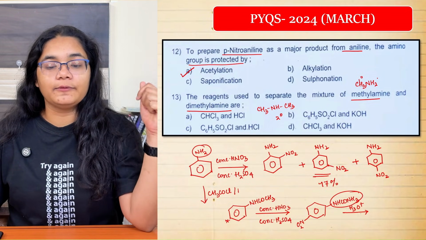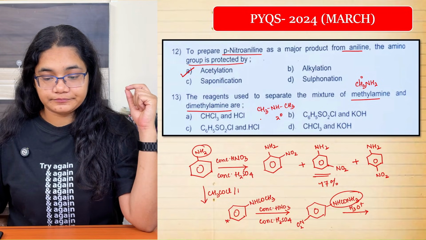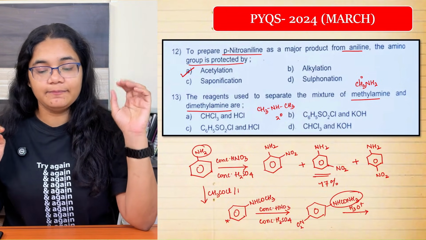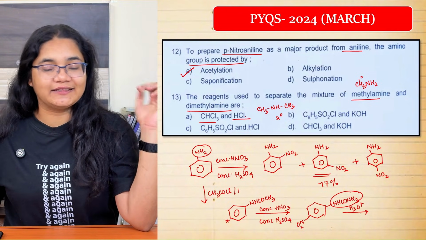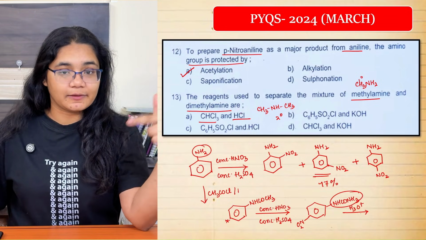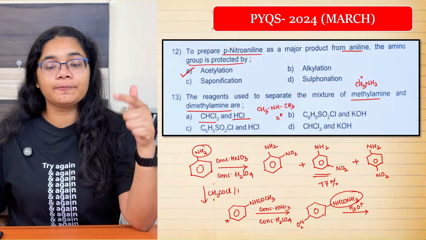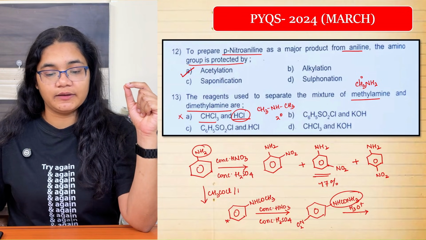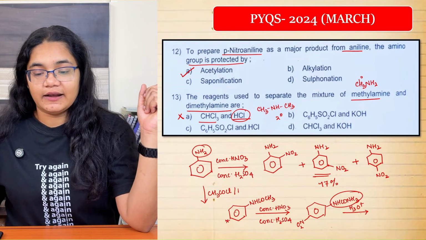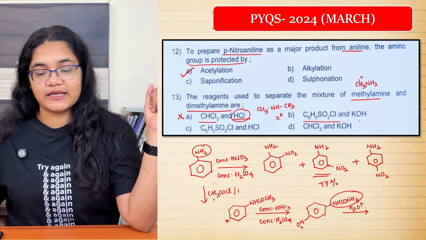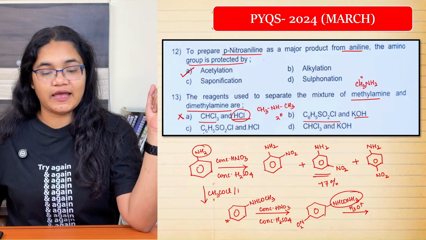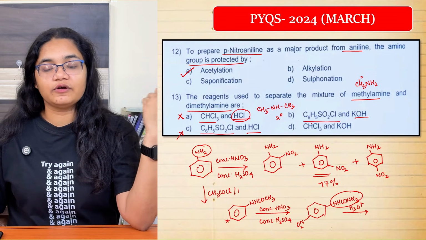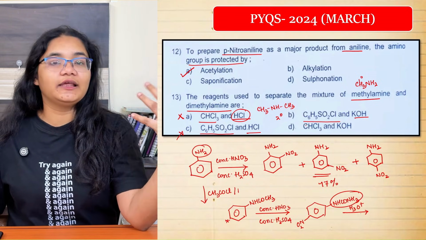This can be separated using, okay, so here all the reagents are a little bit on the confusion side. So first of all, if you see CHCl3 with HCl, no, we use chloroform. This is the carbylamine reaction, and this uses an alkaline medium, not HCl. So this one we can eliminate. Next is C6H5SO2Cl and KOH, and here we have C6H5SO2Cl and HCl. Again, here also we don't need HCl. First the salt will form, and the salt has to be soluble in alkali.